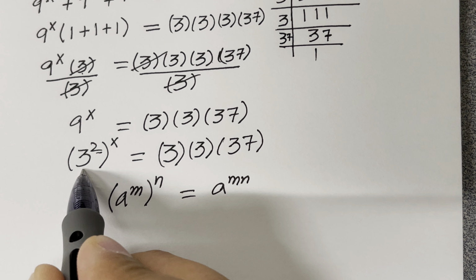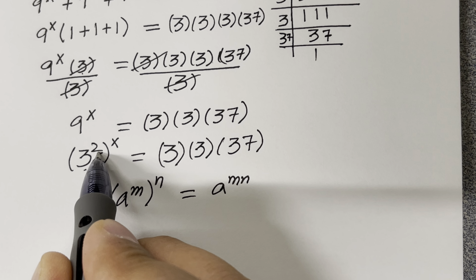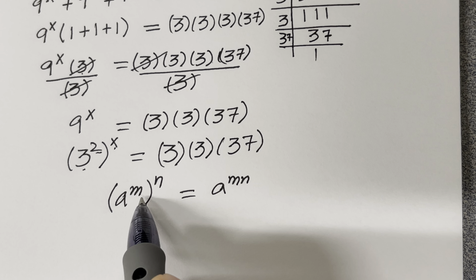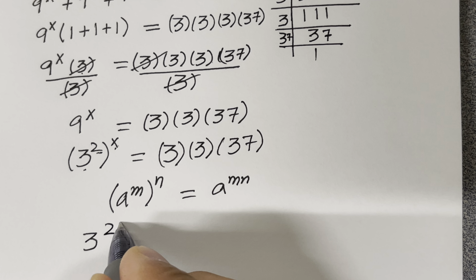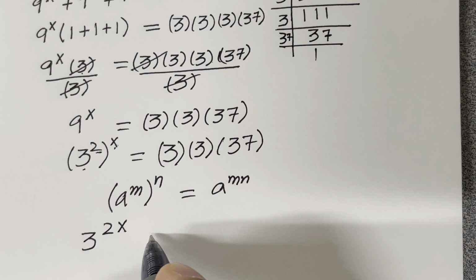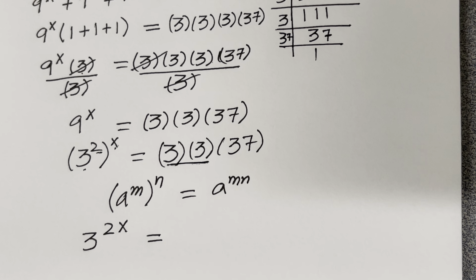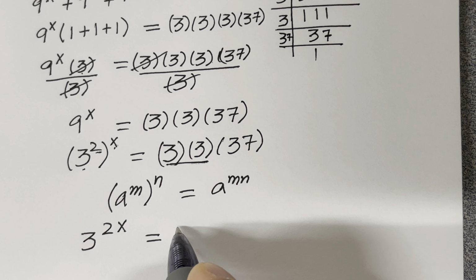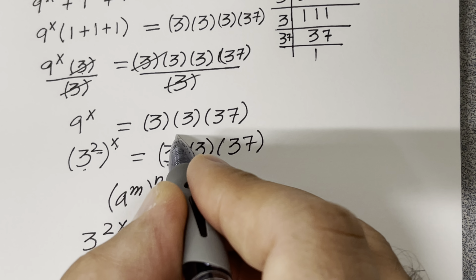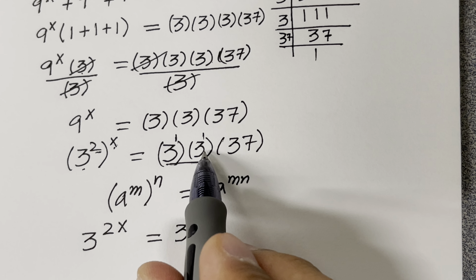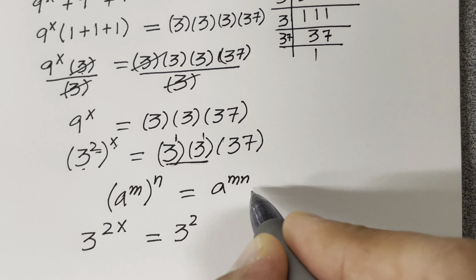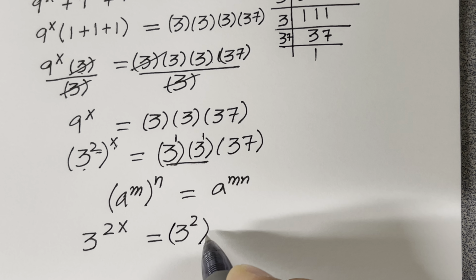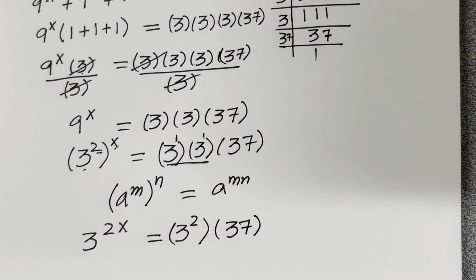So on the left hand side, we have 3 raised to the power 2 raised to the power x. So we have this scenario, and the simplified form will be just multiplying these powers, 3 raised to the power 2x. And on the right hand side, let's multiply these 3s together. So 3 times 3 is 3 squared. You can write it as 3 squared because you have 3 raised to the power 1 times 3 raised to the power 1. If the bases are the same, you can just add these exponents. And the remaining is 37.